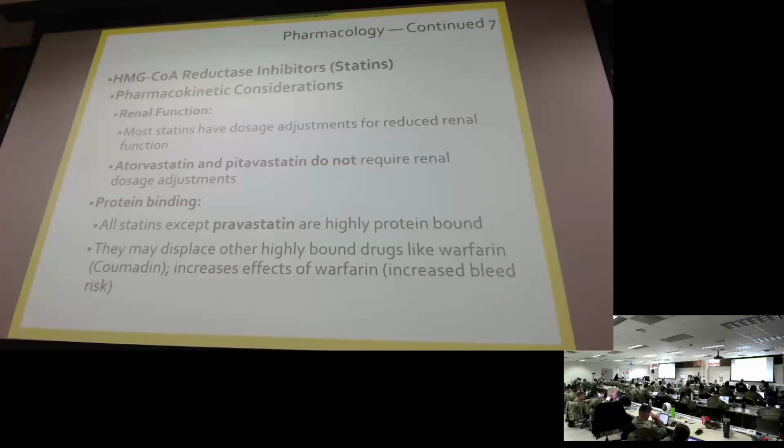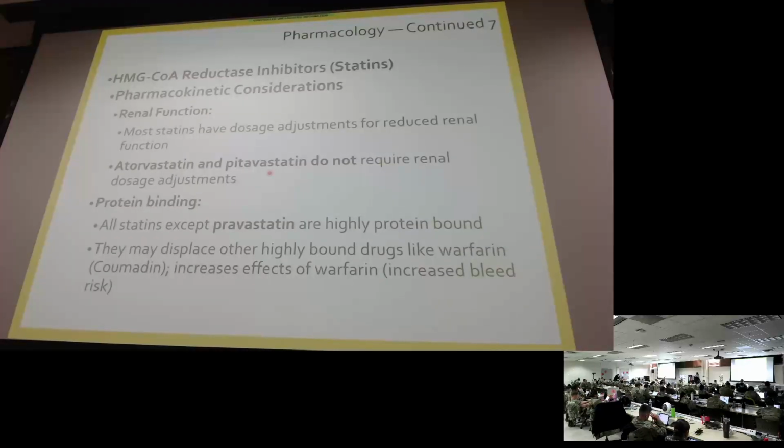When you look at some of our PK parameters that we have with our statins, when you see your renal function, most of the time if somebody has any type of renal dysfunction, we need to alter the dose of our statin so that it doesn't build up in their system and increase the risk of them having the myopathies, those horrible side effects that we talked about. But what you see here is A and P, atorvastatin and pitavastatin, don't require those renal dose adjustments, okay? So you don't need to worry about that in those patients.